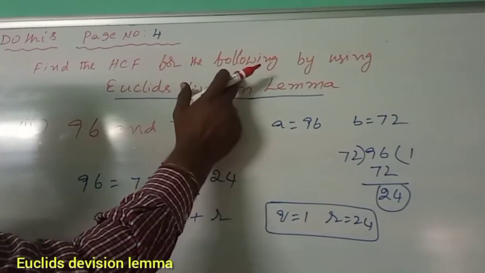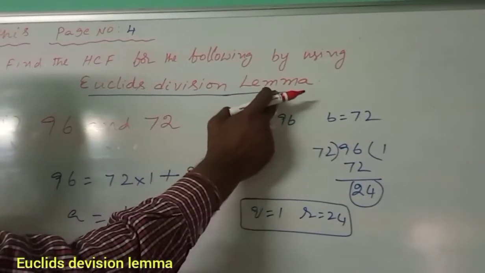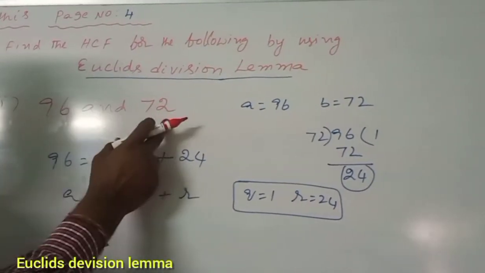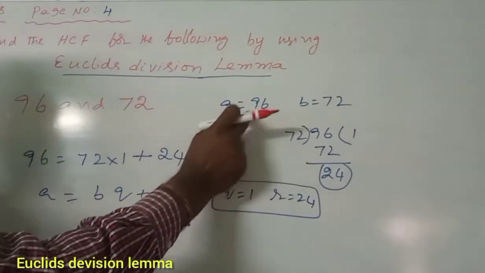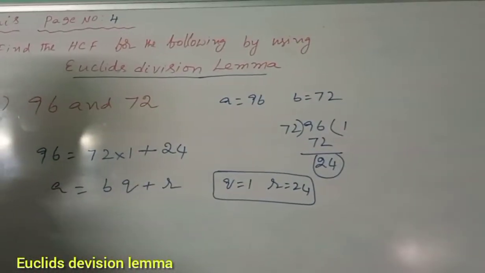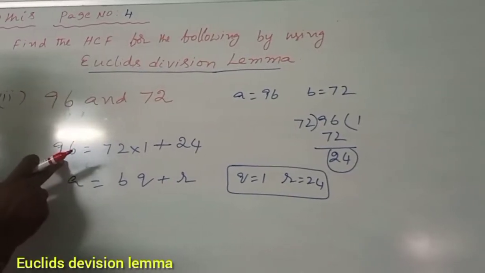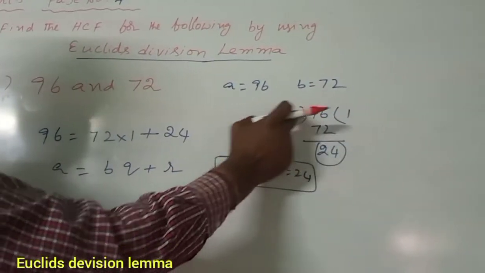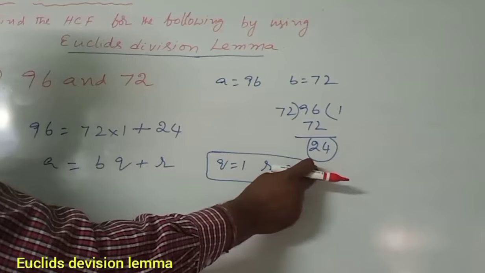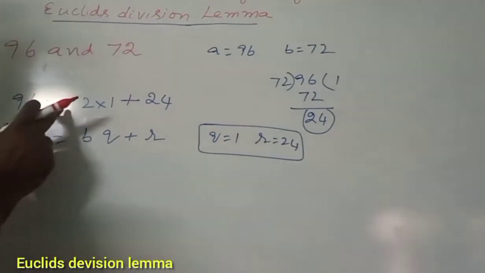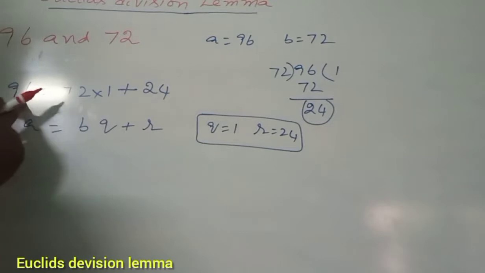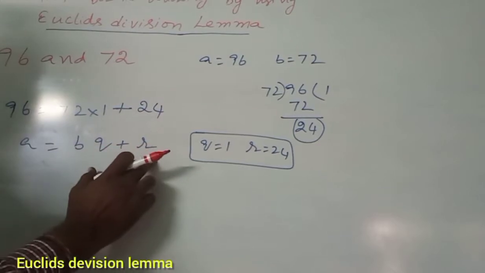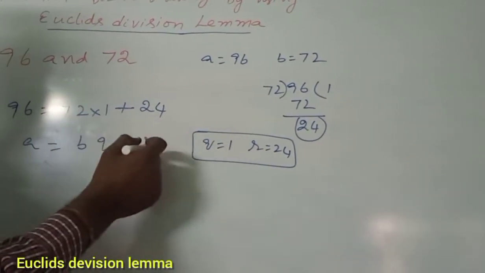Find the HCF for the following by using Euclid's division lemma: 96 and 72. So A is 96, the bigger value is taken as A and the smaller value is B. B equals 72. So 96, already you know general division, 72 how many times? 1 time. 72 once is 72, remainder value 24. So 96 can be written as 72 into 1 plus remainder. Dividend equals divisor into quotient plus remainder, that is in the form A is equal to BQ plus R. Here Q value 1, R is equal to 24.